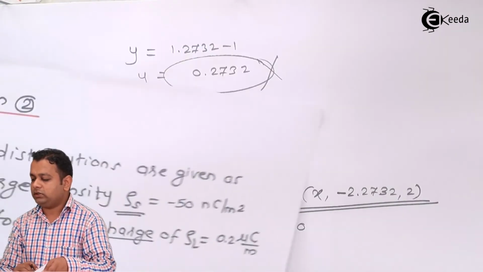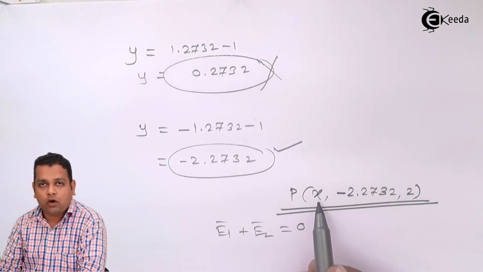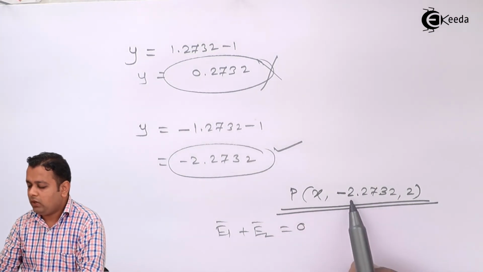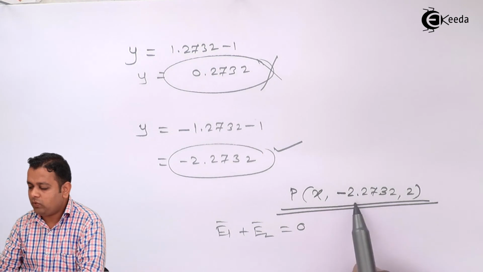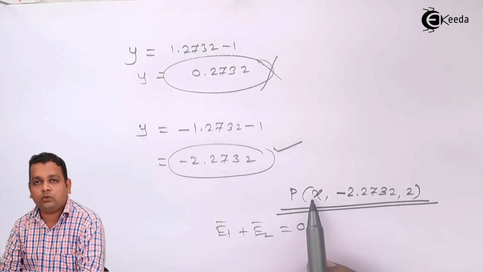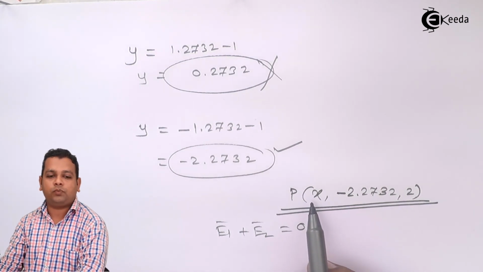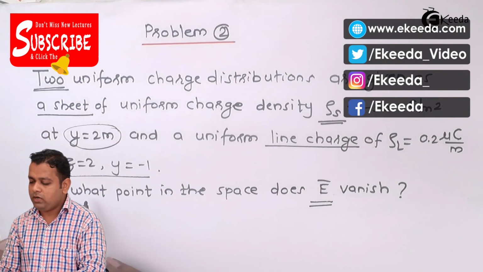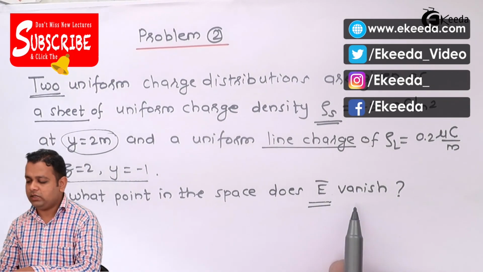So the locus has no exact value of x. So the locus is again a line, having y equal to this finite fixed value and z equal to 2 as a fixed value. X can have the range minus infinity to plus infinity. So this way we are able to locate a point in the space where E bar vanishes.